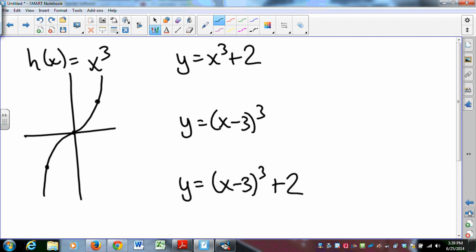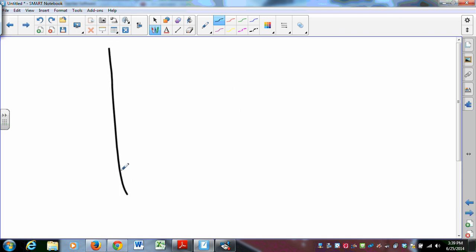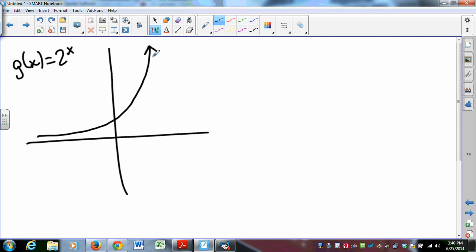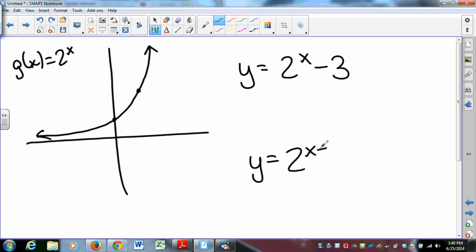Also, if you hit the pause button, because you got to write those down. Okay, if you didn't hit the pause button, you got to go back. g of x is 2 to the x. 2 to the x looks like this. Goes through 0, 1, goes through 1, 2. That is g of x. You should be able to come up with graphs of 2 to the x minus 3 and 2 to the x plus 1.